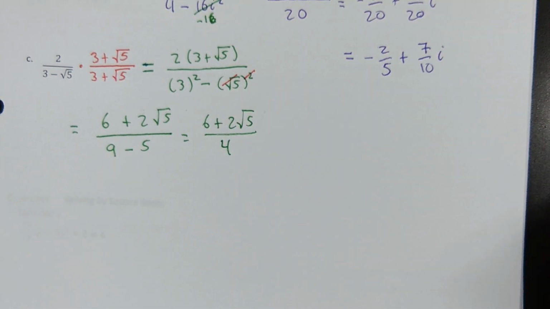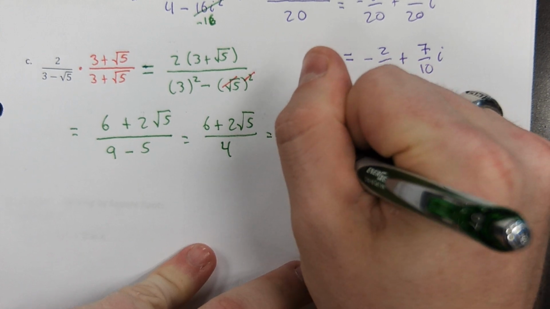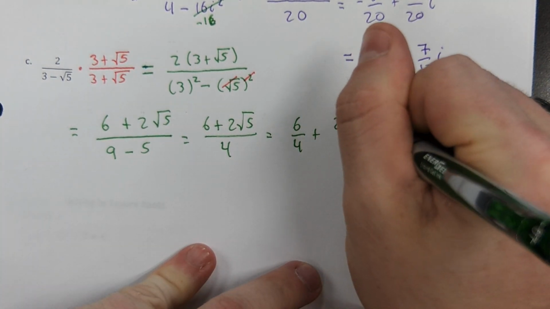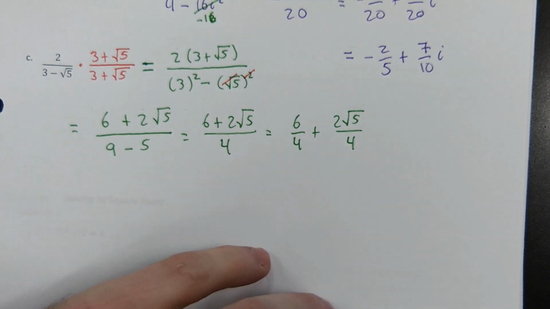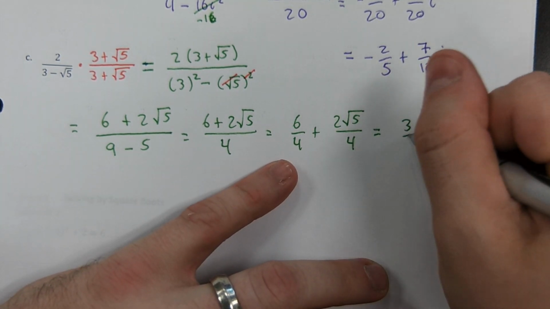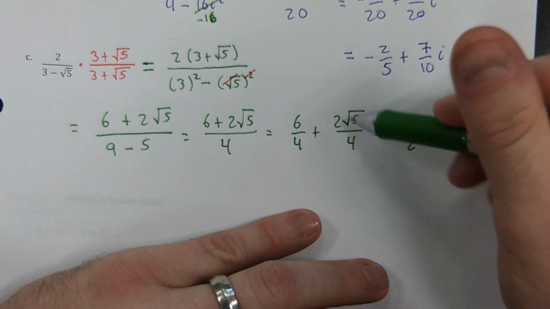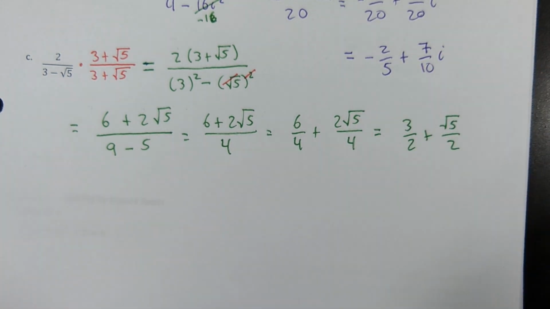All you need to do now is get it into standard form, which looks just like standard form for complex numbers. Write it as 2 fractions, and reduce the fractions independent of one another. If you divide the top and bottom of this one by 2, you get 3 over 2. If you divide the top and bottom of this one by 2, you get root 5 over 2.